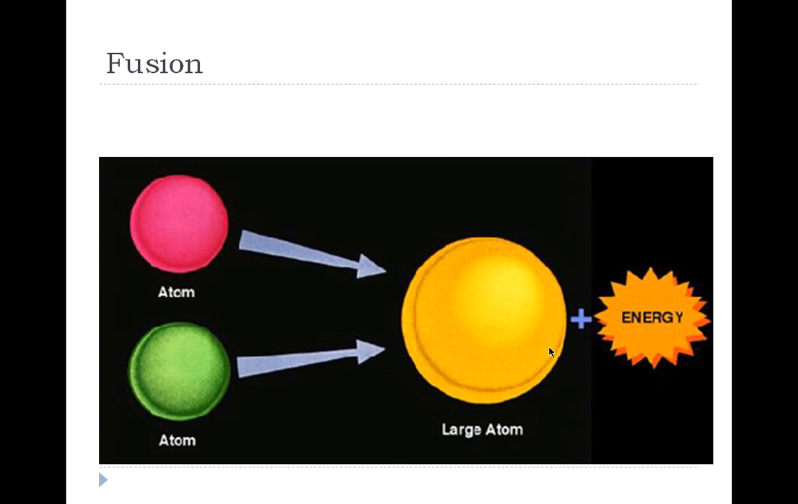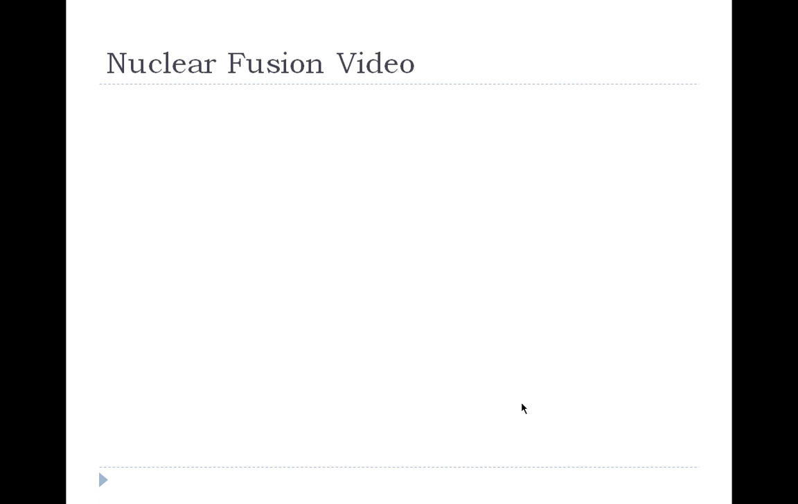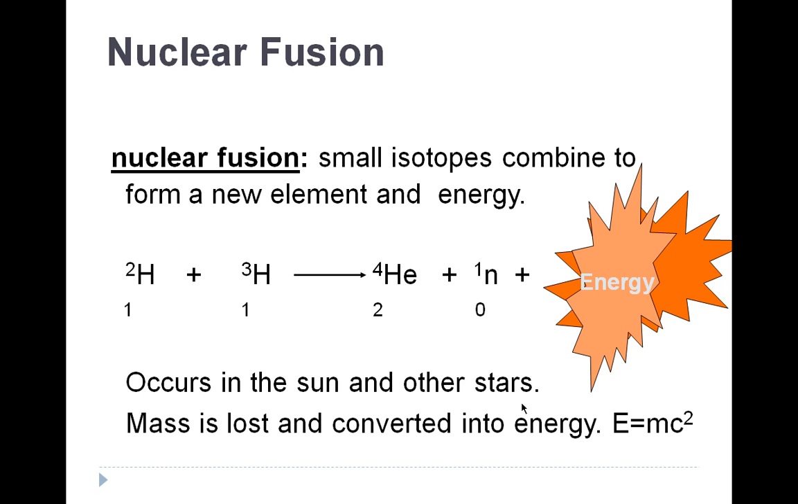So again, fission. The opposite would be fusion. Now, fission versus fusion. Fusion is when you have light nuclei combining together to form a heavier nucleus. So here's an example of a helium atom being formed by hydrogen. Fission, of course, are atoms breaking apart. Now, there is a nuclear fusion video that we watch in class that shows a lot of animations explaining the difference between the two processes.